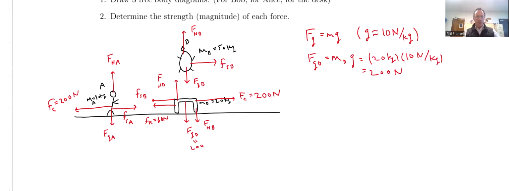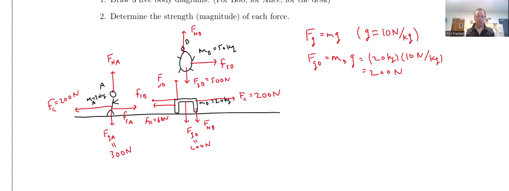Alice has a 30 kilogram mass. If I multiply that by 10 newtons per kilogram, I find that Alice's weight, the force of gravity on Alice, is 300 newtons. And for Bob, with the 50 kilogram mass, his weight is 500 newtons.